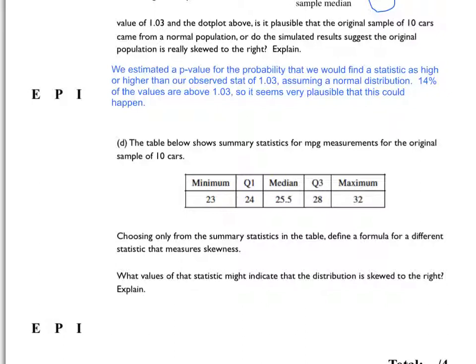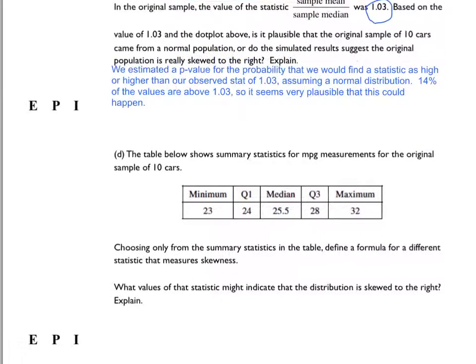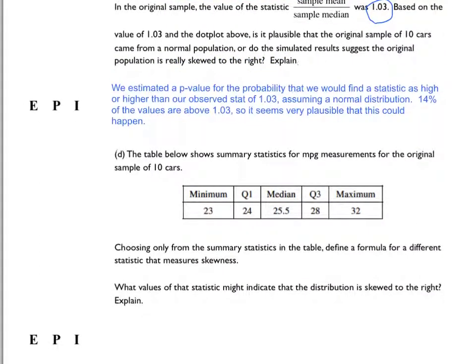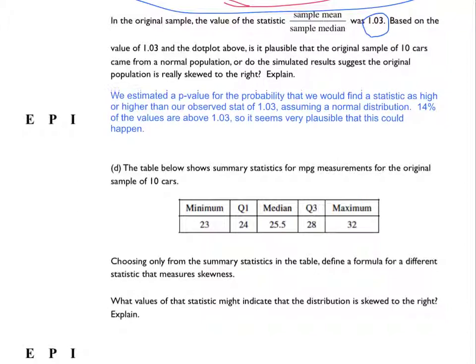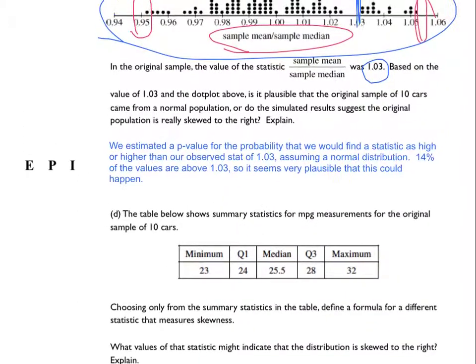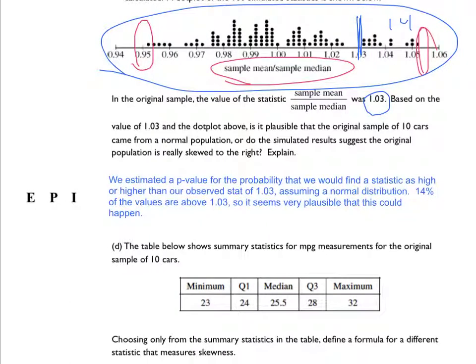If we had to write this out, I'd say we estimated a p-value for the probability that we would find a statistic as high or higher than our observed stat of 1.03, and that's assuming a normal distribution. Let's scroll this down here. 14% of the values are above 1.03, and we said 14 out of 100 here. So it seems very plausible that this could happen. So the answer to the question is yes, it is plausible that it's a normal curve.